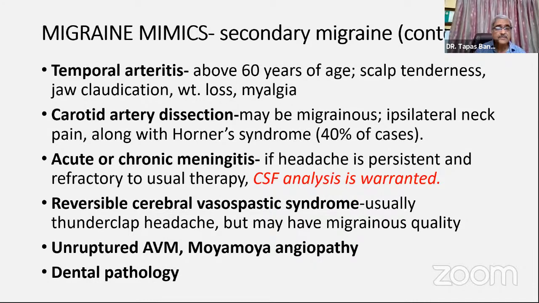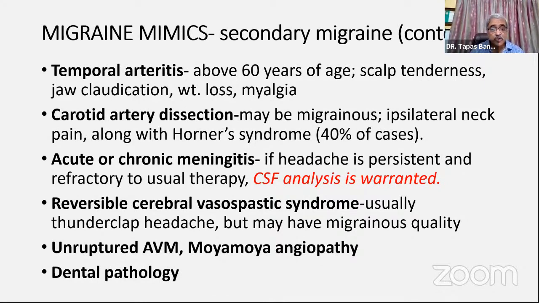Then carotid artery dissection, you may get pain in the head, and also there is neck pain. If Horner syndrome is also there, that gives us a clue that it may be carotid artery dissection. Chronic meningitis, sometimes many of us have seen cases of tuberculous chronic meningitis. They present with headache. They don't have fever coming on. They don't have other features. They don't have nuchal rigidity or Kernig's sign. The headache may be one of the presenting features, which is persistent, refractory to usual therapy. So if the headache is persistent, refractory to therapy, CSF analysis is warranted in that case.